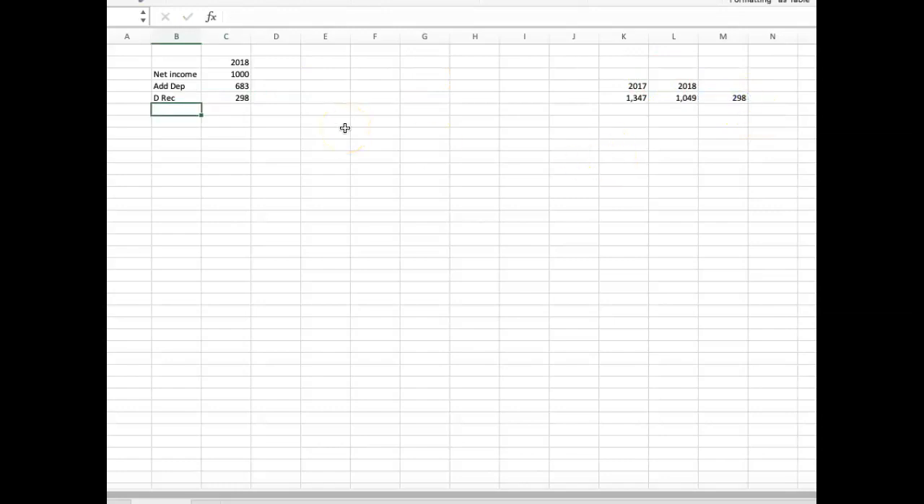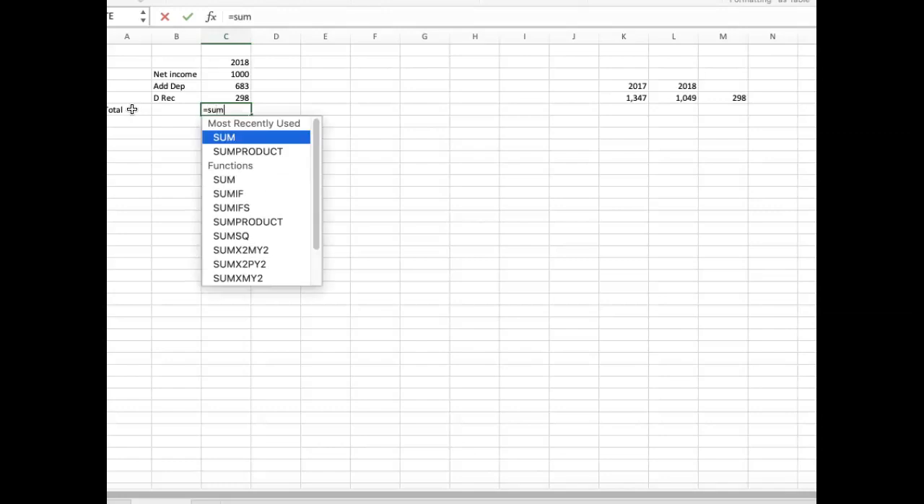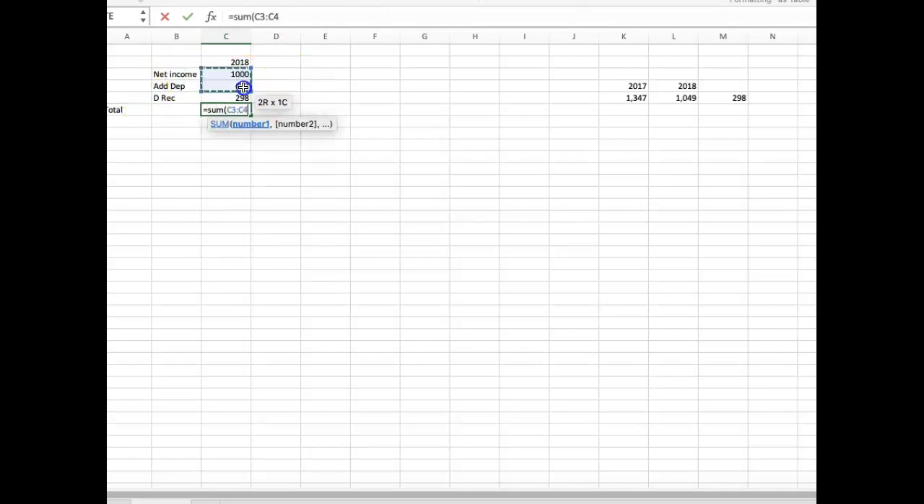All right, so that gives me a total. Those are the things that I'm adding. I'm adding depreciation back. I'm adding decrease. I'm going to just put a total right here. Total. And then I'm going to go ahead and add these all in with the sum function. Here we go. All right.